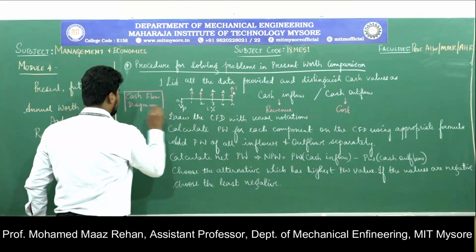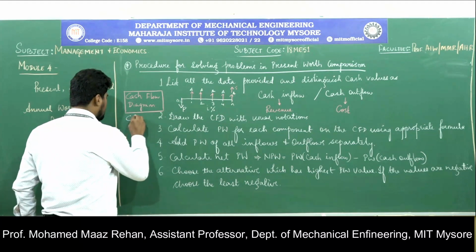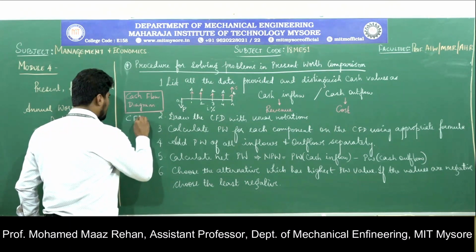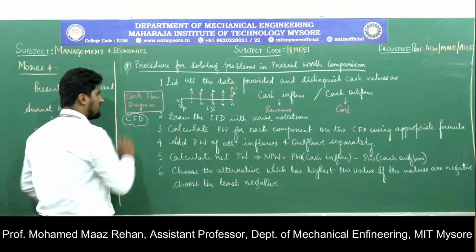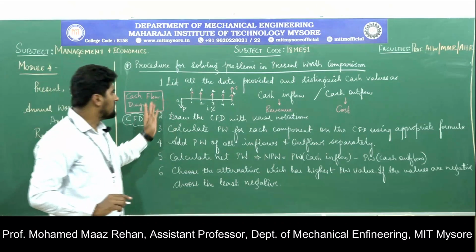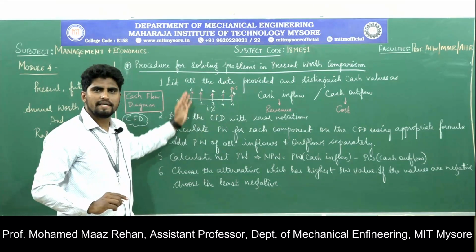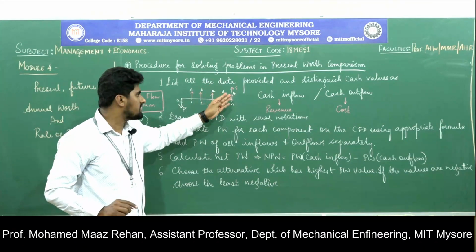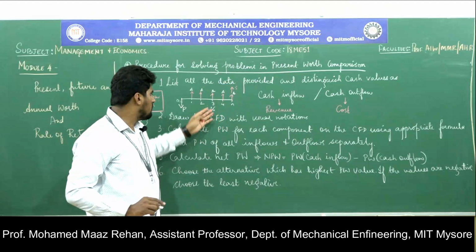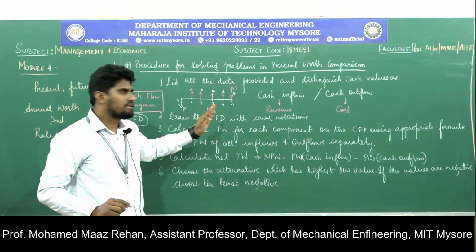It is abbreviated as CFD, cash flow diagram. Basically, the cash flow diagram lets you get to know all the details: what is the initial investment, what is the annual revenue you are receiving, what is the resale value, what is the interest, and what is the number of interest periods. You will understand it here.